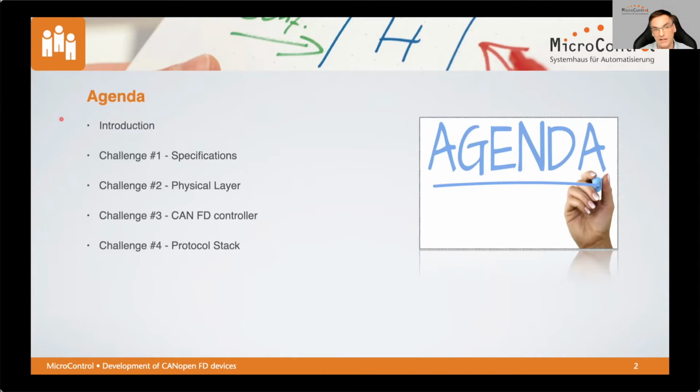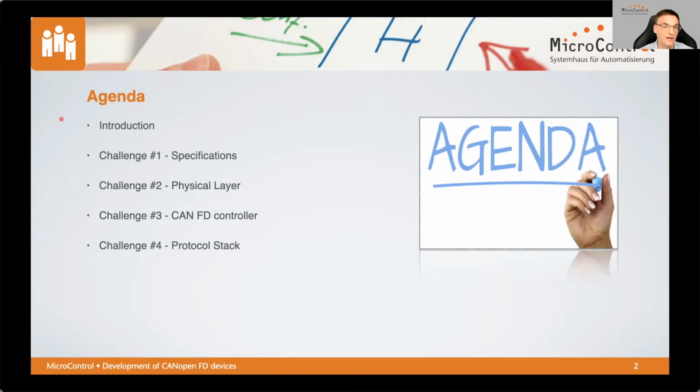So what's my agenda for this presentation? After a short introduction of myself and the motivation, I would like to talk about the 4 challenges you typically have when you're going the path to develop a CANopen FD device.